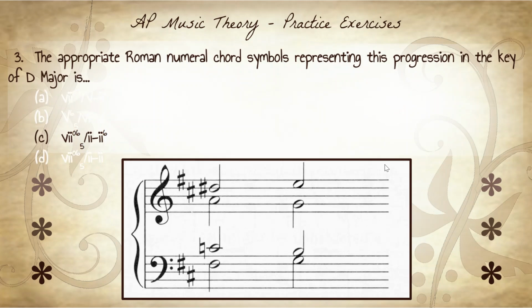Correct answer is C. The chord progression represents the leading tone 7th chord in the key of E minor, which is the supertonic in D major. The chord is spelled D sharp, F sharp, A, C natural, with the F sharp in the bass.